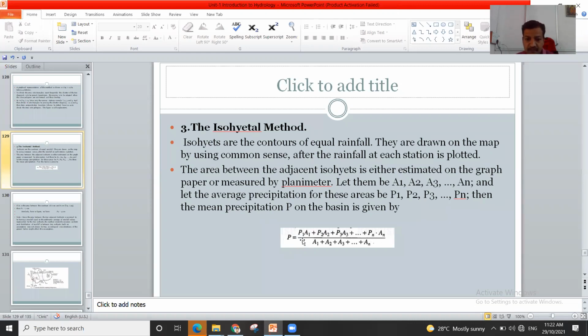काय? P is equal to P1A1 plus P2A2 plus P3A3 plus P4A4 up to PNAN in addition. Summation of this all divided by summation of areas. A1 plus A2 plus A3 plus A4 up to AN. This is the equation. आयसोएटल मेथड साठी हा इक्वेशन आहे. हा इक्वेशन यूज करायचा आहे.